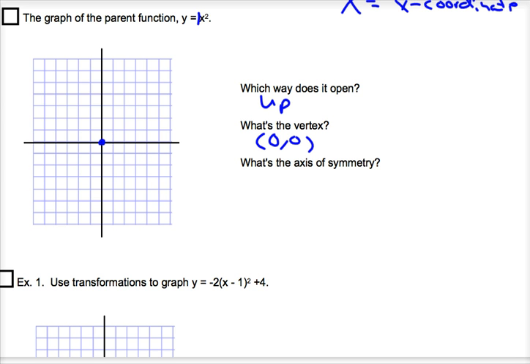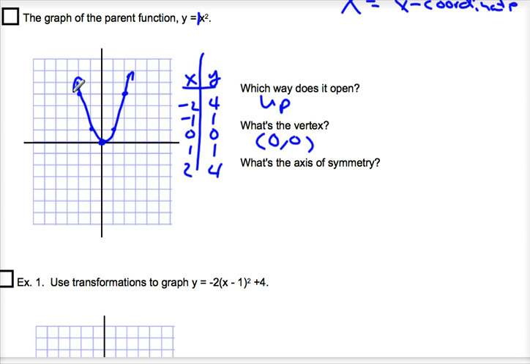If I plug in x is 1, I get 1 squared is 1. If I plug in x is negative 1, I get negative 1 squared is 1. If I plug in x is 2, I get 2 squared is 4. And if I plug in x is negative 2, I get negative 2 squared is 4. So if I was going to make a t-chart that had the values that I just discussed, it would look like this, and there's my U that opens up.